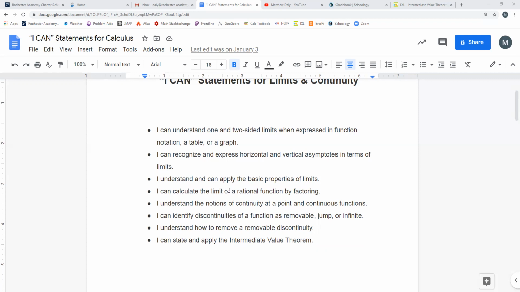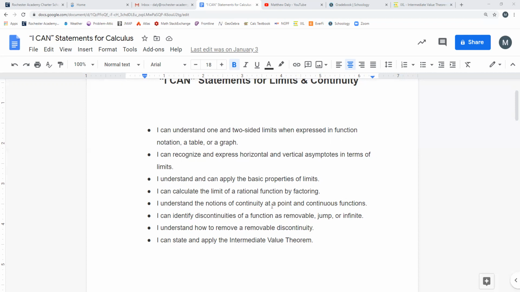I can calculate the limit of a rational function by factoring. This is something that we're going to spend a fair amount of time doing in the next week or so. So factoring quadratic expressions and realizing that we can cancel out common terms in the numerator and denominator is something we will be doing. So we did an IXL on that. I think everybody did fairly well on that. If you're feeling a little uncomfortable about it and you get confused with what we do in the near future, then go back and work on that IXL a little bit more.